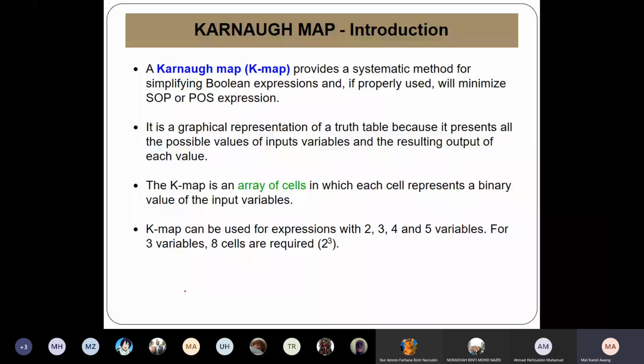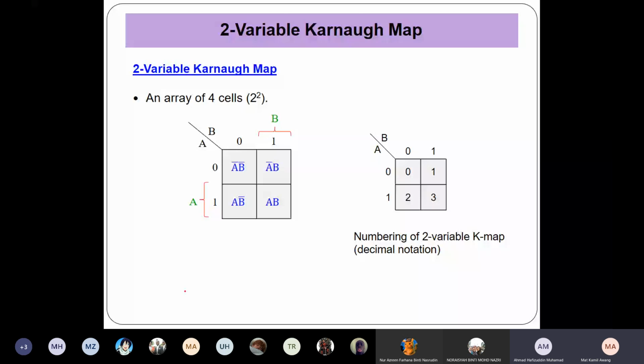So this is a two variable K-map. It's an array of 4 cells. So you have A, it can be 0 and 1. B can be 0 and 1. So this is the K-map. This represents A bar B bar. This represents A bar B. This represents A B bar. This represents A B. So you see B is either 0 or 1. A is either 0 or 1.